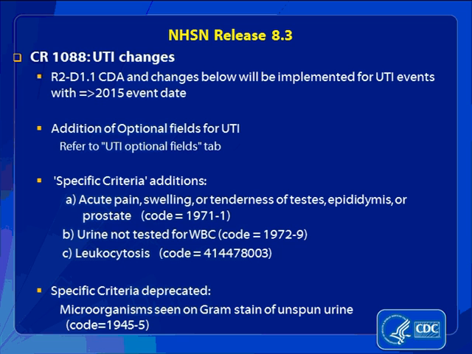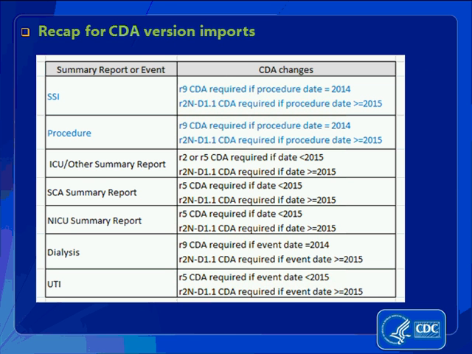You can also see that the microorganisms on gram stain of unspun urine is going to be deprecated. That criteria will no longer be used. So here's a recap of what will be allowed starting in 2015. For SSIs and procedures, you have either migrated or are in the process of migrating to the R9 CDA for 2014 procedures, and you'll need to do the same thing for 2015 procedures, migrating to the R2D1.1.